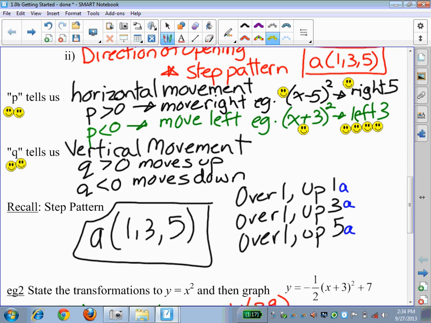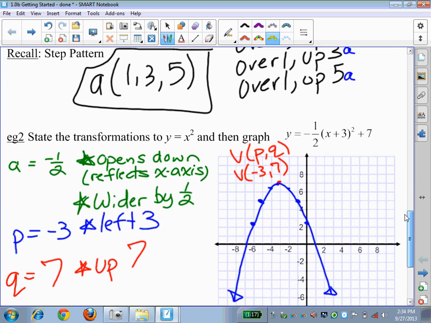Okay, and just recall the step pattern is A times 1, 3, 5, which means as you go over 1, you go up 1 times A. When you go over 1, you go up 3 times A, and over 1, up 5 times A. So whatever the value of A is, that's going to help us with the step pattern. And this will go either in the left direction or the right direction from the vertex because it's a symmetry point there. So you can go either left or right.